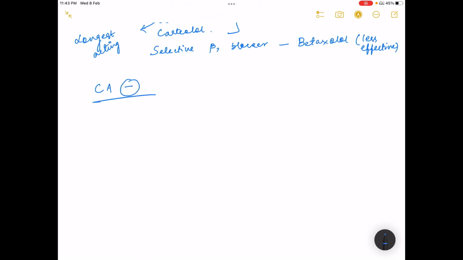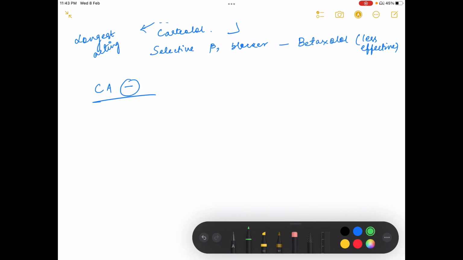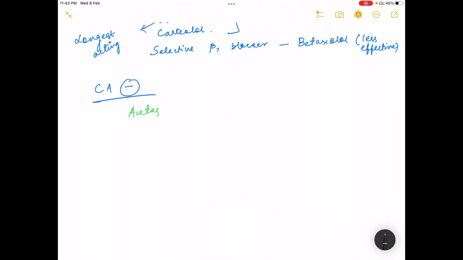Coming to the carbonic anhydrase inhibitors. The carbonic anhydrase inhibitors are acetazolamide, brinzolamide, and dorzolamide. Acetazolamide is usually given orally or IV, but brinzolamide and dorzolamide can be given topically.